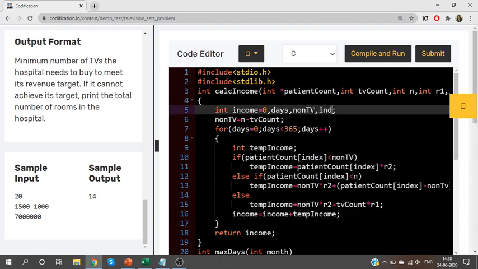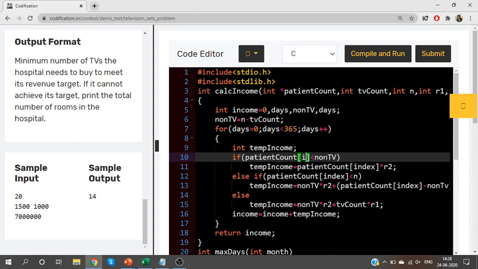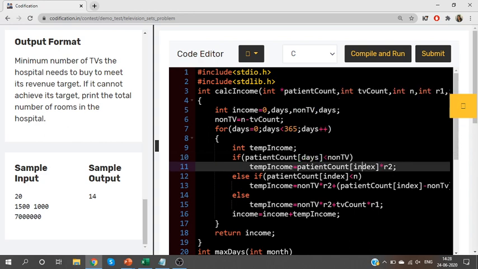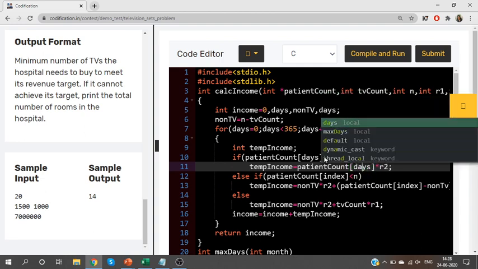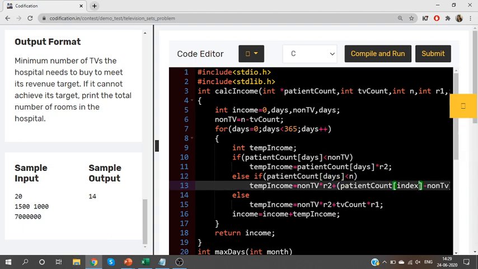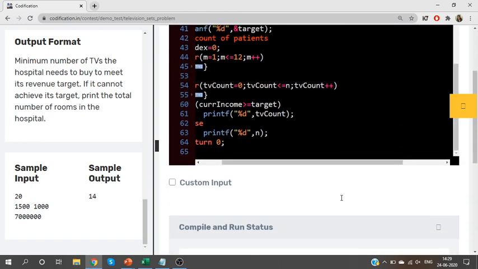Okay, it is not index, it is actually days. Right, I'm using the variable days here. So patient count of days. Sorry about that. Here we are using patient count of days. So instead of having it as index, rename it as patient count of days. Days is the one that starts from 0 and proceeds till 365. Okay. So compile it now.